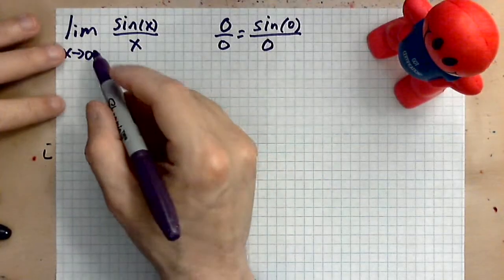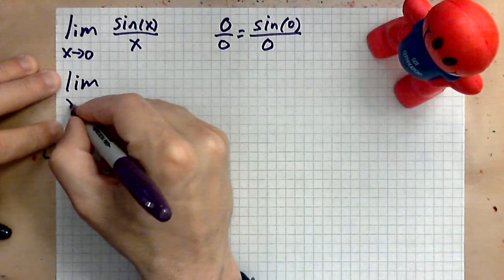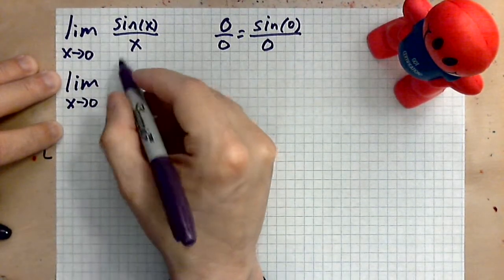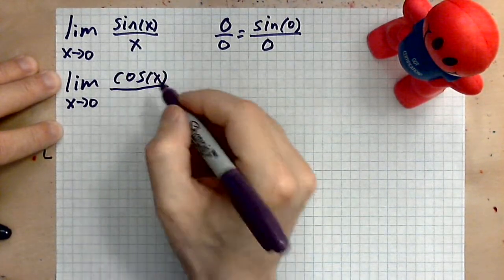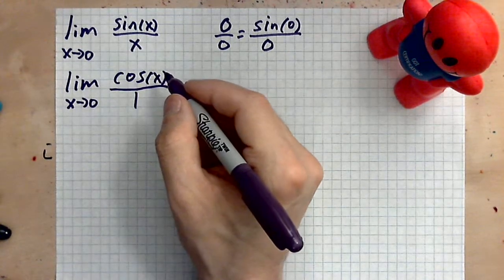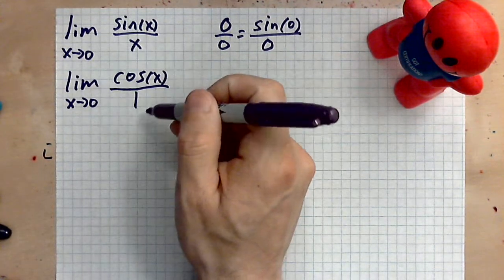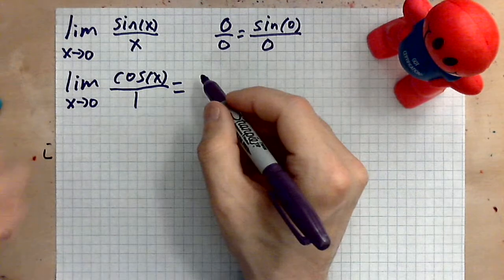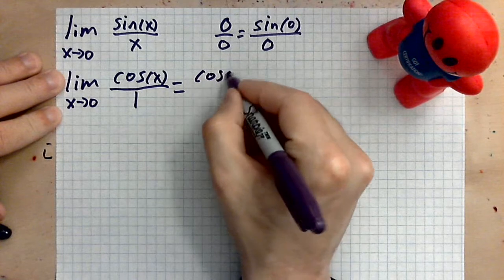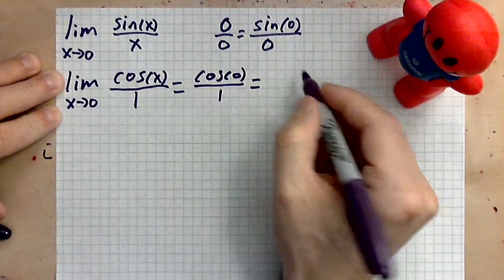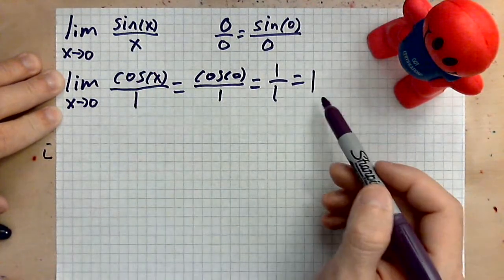And now we take derivatives. So we have the limit as x goes to 0 of, and you differentiate the top, that gives you cosine of x, and the derivative of the bottom is 1. You don't apply the quotient rule. That is a common mistake. You're simply differentiating the numerator separately from the denominator. And now you can go at it directly. So you plug in 0, cosine of 0 over 1, of course, is just 1 over 1, which is 1. So the limit of sine of x over x is 1.